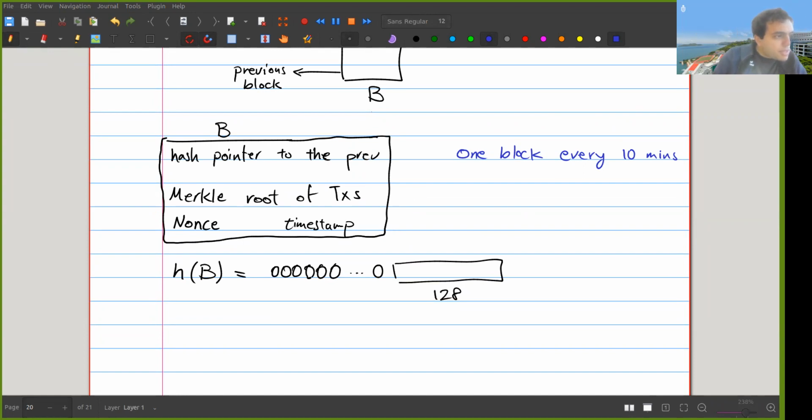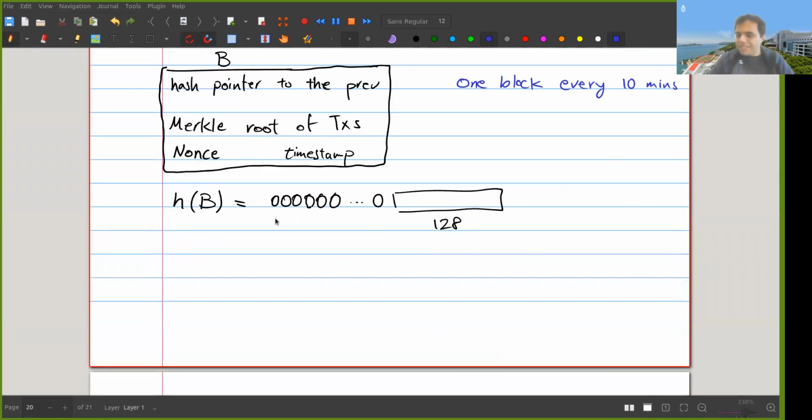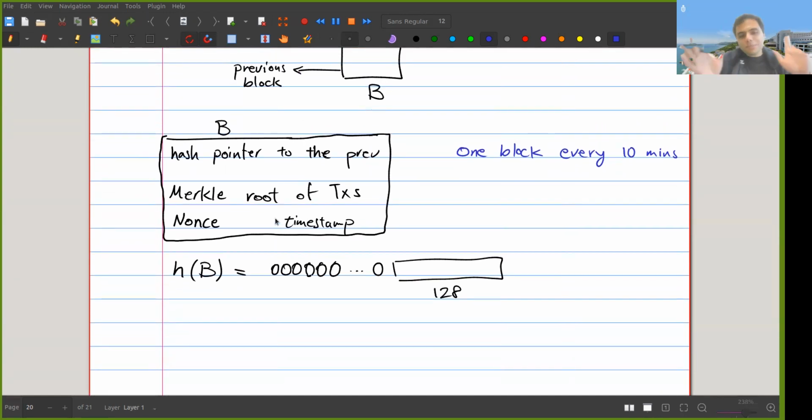So another question is, has this worked historically well? Like, did the difficulty adjustments work well historically? Yes. Generally, a block is mined roughly every 10 minutes. Sometimes it becomes 9 minutes, sometimes it becomes 15 minutes. So it's not very exact, but roughly it's the same. You will get a block roughly every 10 minutes.